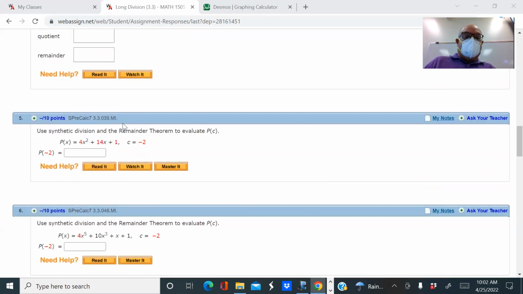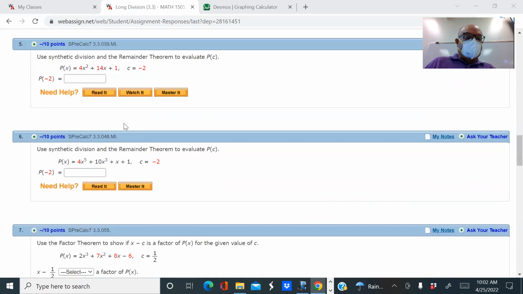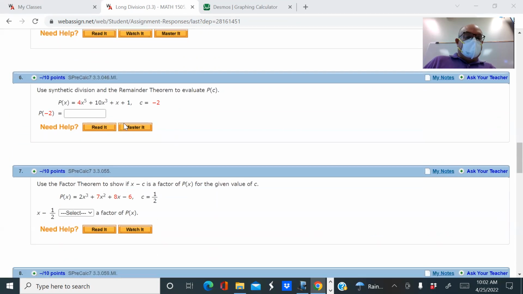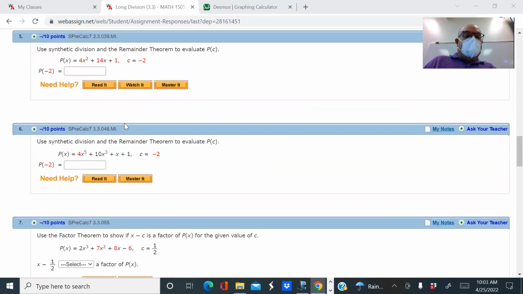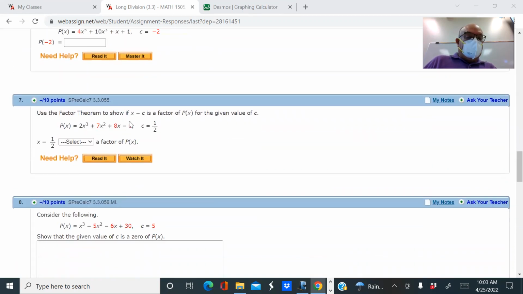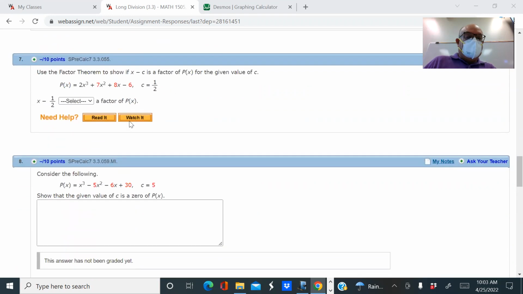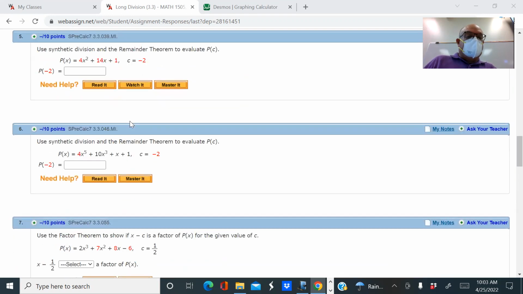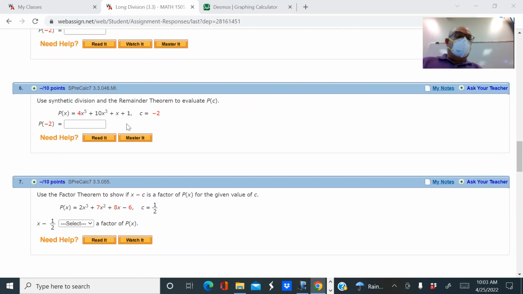I was going to skip down to a little bit later in the homework. But let's start with, just as a reminder of long division, let's start with number 6, I think it is. So this says use synthetic division. So the abbreviated version of long division, right?